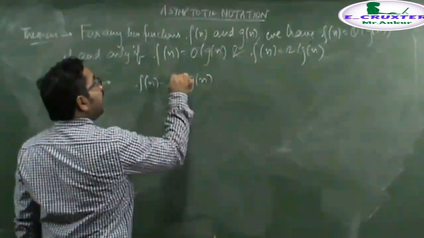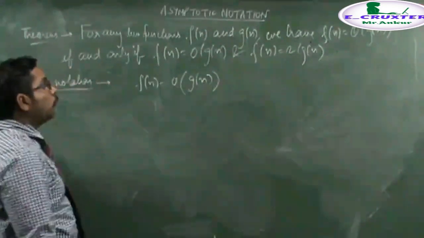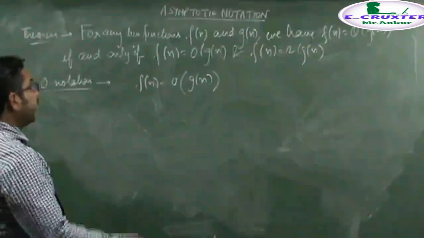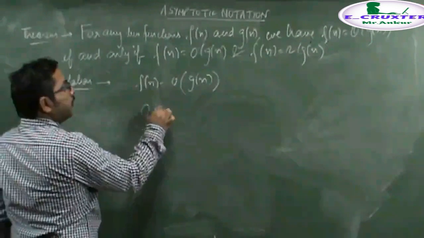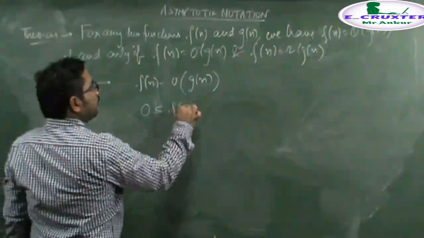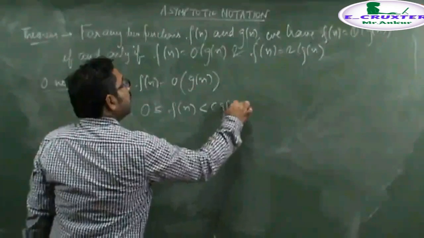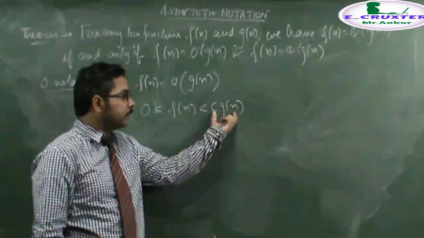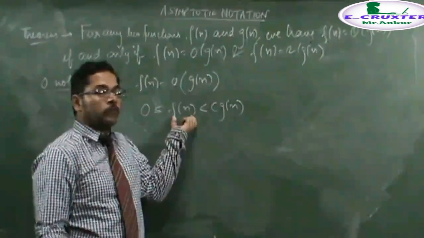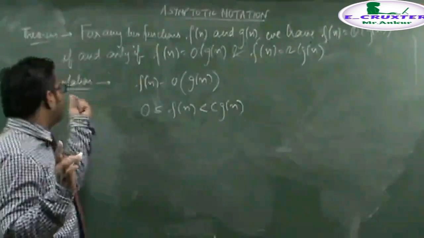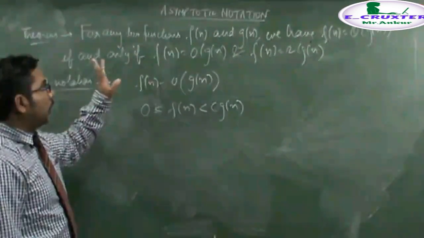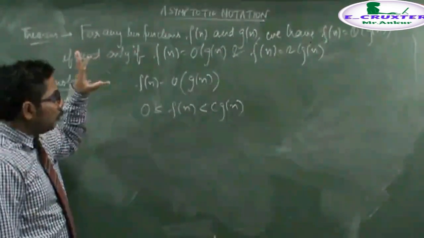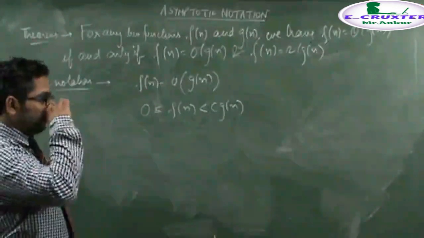then the g(n) function will act as an asymptotically loose upper bound for f(n), such that 0 is less than or equal to f(n) is less than c g(n). That is, if we multiply the g(n) function with the constant c, then its result is always greater than f(n), not equal to. Then we say that small o notation acts as the asymptotically loose upper bound for the f(n) function.